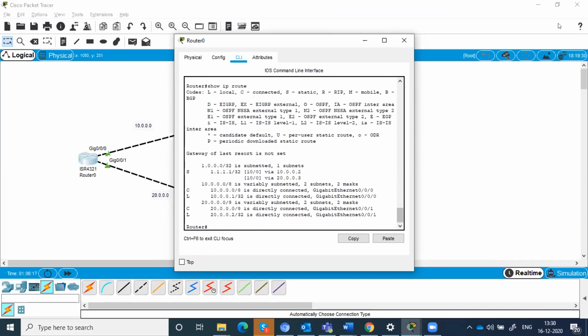Now, ma'am, it performs load balancing because you can give the same AD value for both routes.